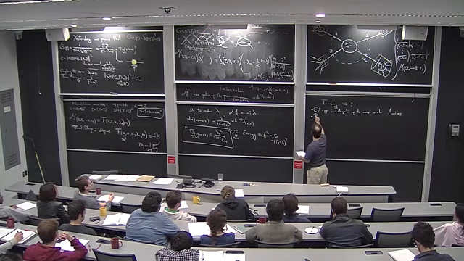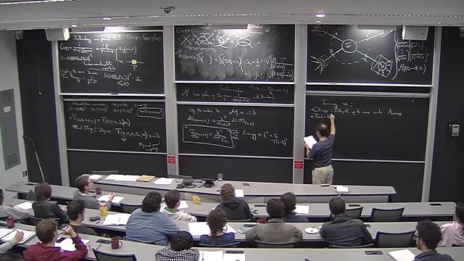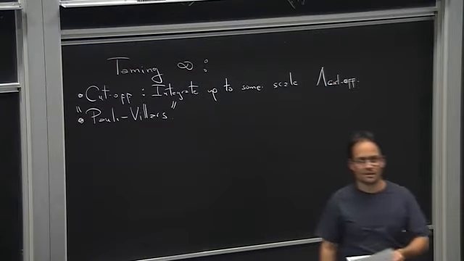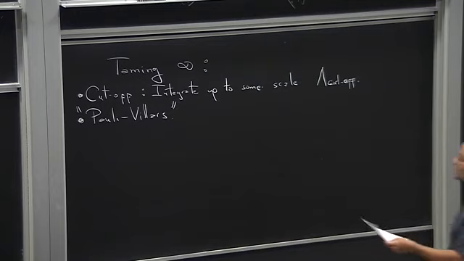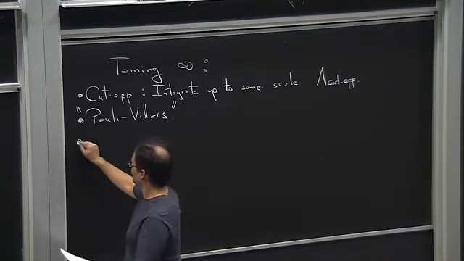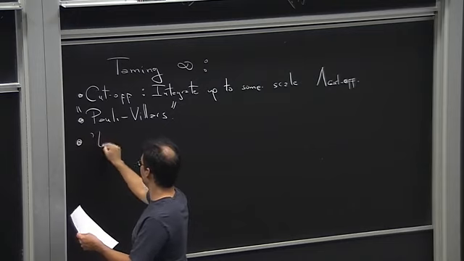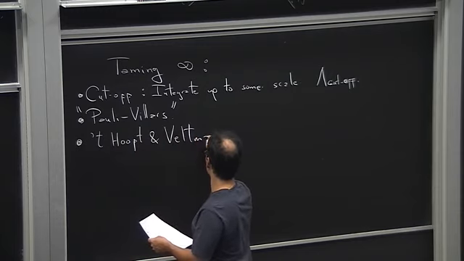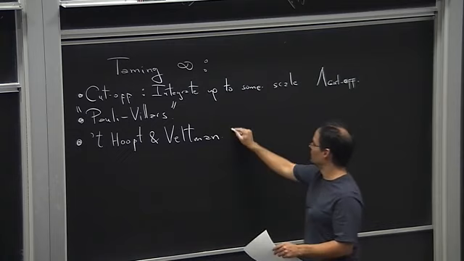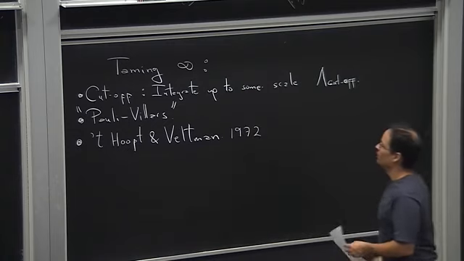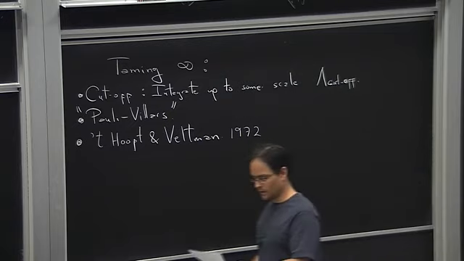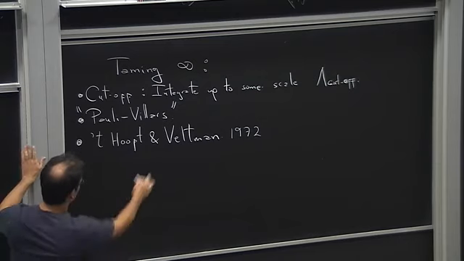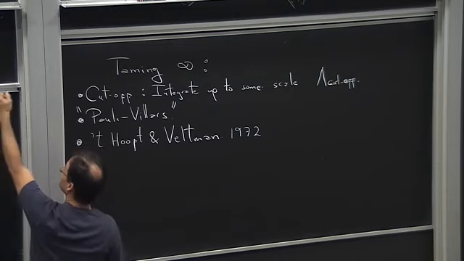So there is another regulator invented by Pauli and Villars, which we're not going to discuss, but once again, you should learn about it. And there is one that was invented by 't Hooft and Veltman in 1972. And we're going to say what it is, okay?